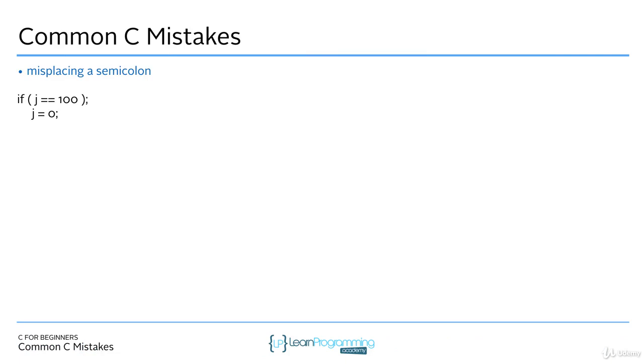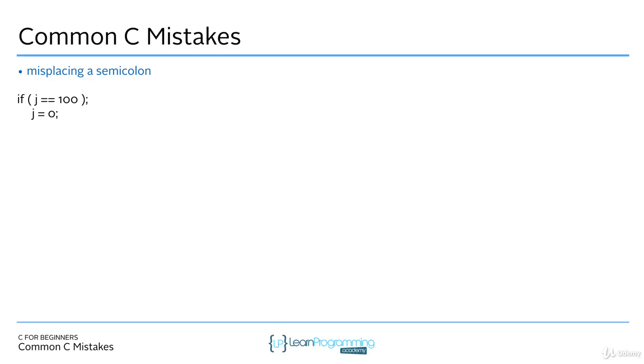First one is very obvious. It's missing a semicolon. Remember that all statements in C will end in a semicolon. If you don't have it there, the compiler is going to complain. So either misplacing a semicolon or missing a semicolon entirely is a really common error.